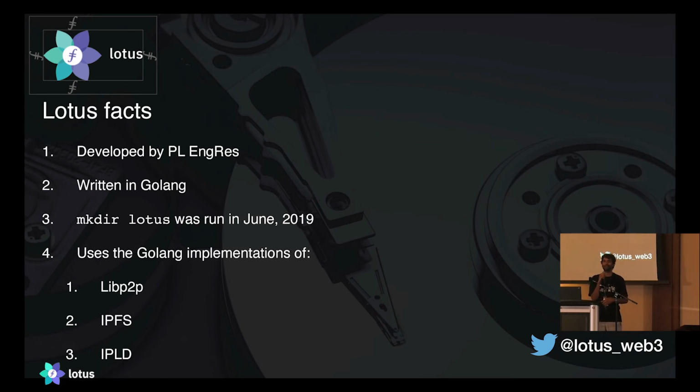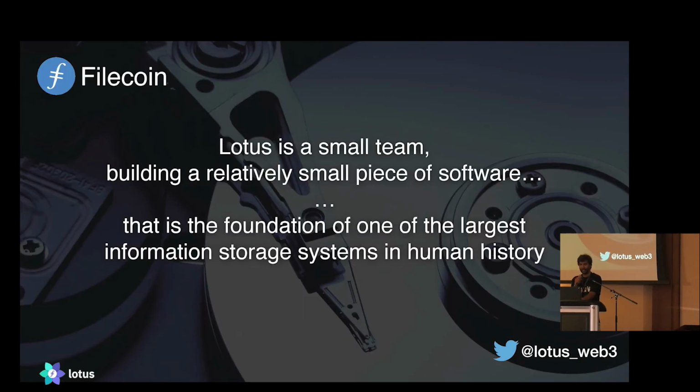The command that created Lotus, make dir Lotus, was run 3 years ago now in June 2019, so we're 3 years old. And we are heavily reliant on this core PLN stack. So we use the Golang implementations of libp2p for our peer-to-peer communication, IPFS for our block store, and IPLD for everything, including car files and our data coming in and so on.